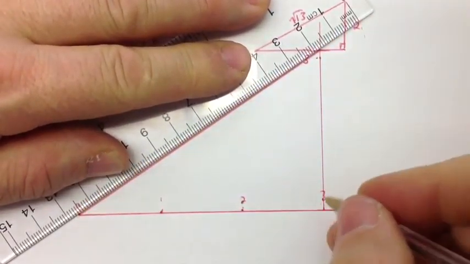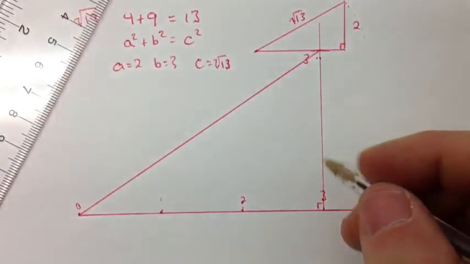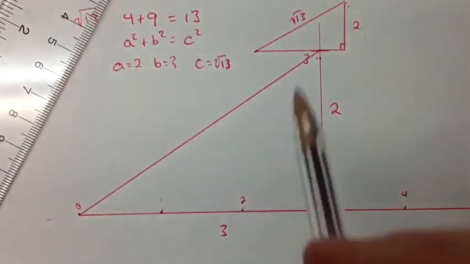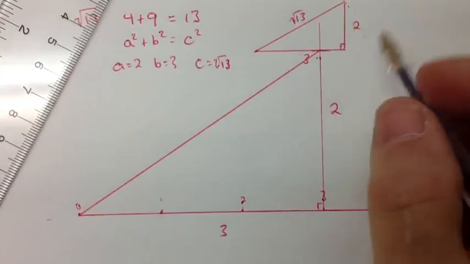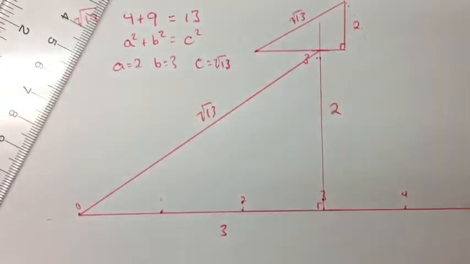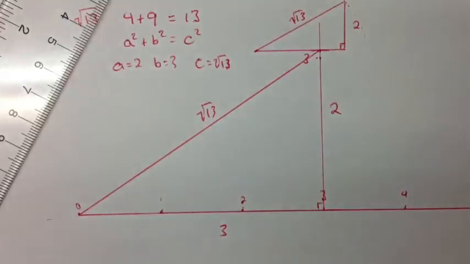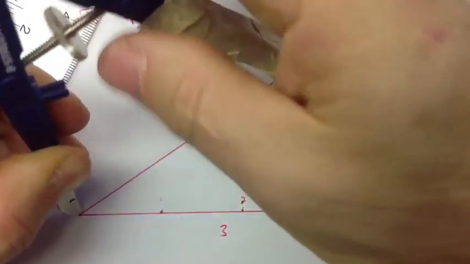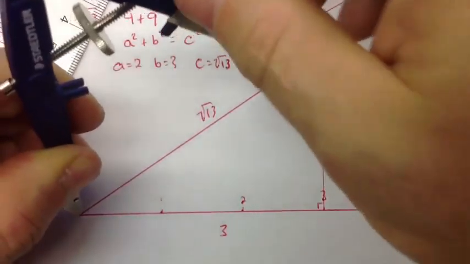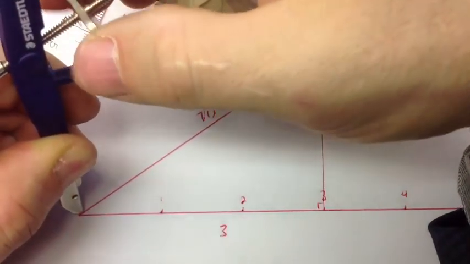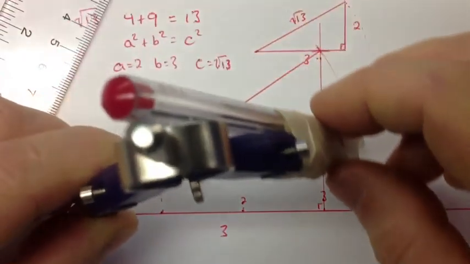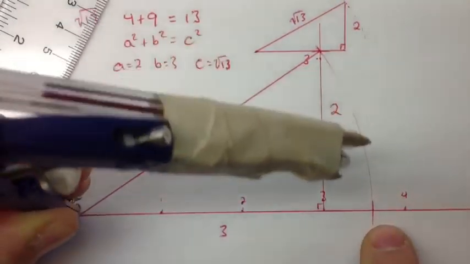Then make your hypotenuse. Okay, so this is my 2, and this is my 3. And according to Pythagoras' theorem, or Pythagorean theorem, this must be root 13. Okay, so this length is root 13. So I'm going to put my compass point on 0, adjust it so the pen or the lead or whatever you're using goes through the end of the root 13. Like, I went too far there. Make a little arc just to make sure it's right. And then there's our root 13 right there.